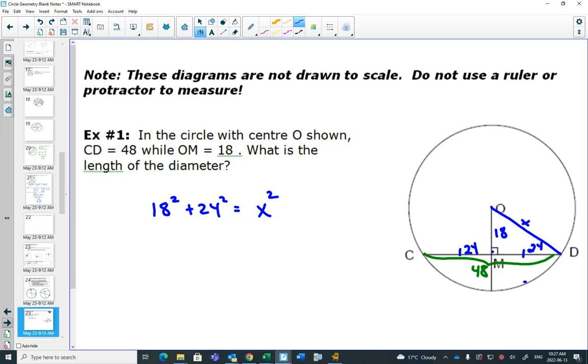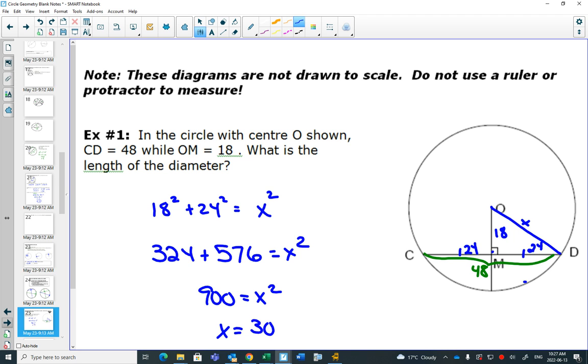I'll show you the shortcut for this one, but I'll do the long cut first. The long cut would be 324 plus 576 equals x squared. Add those together, you get 900 equals x squared. Square root it, and you get 30. Those numbers are all correct. I wasn't just making them up.